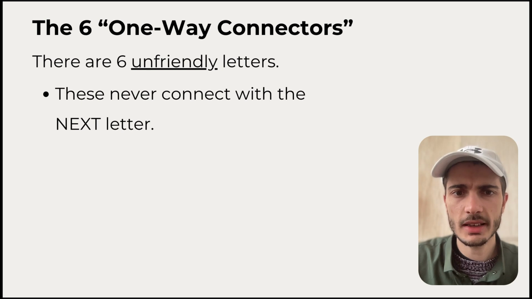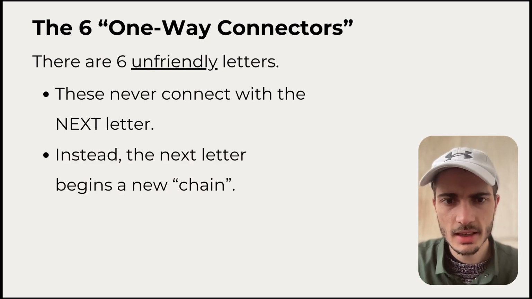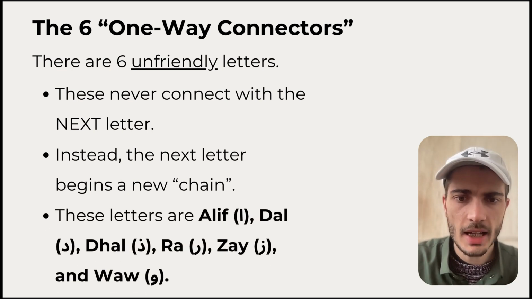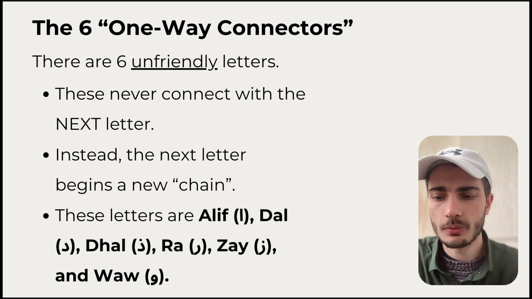Something you have to know as well is that there are 6 unfriendly letters. What do I mean by unfriendly letters? These letters never connect with the next letter. Instead, the next letter begins a new chain. And these 6 letters are alif, dal, zal, ra, za, and waw.